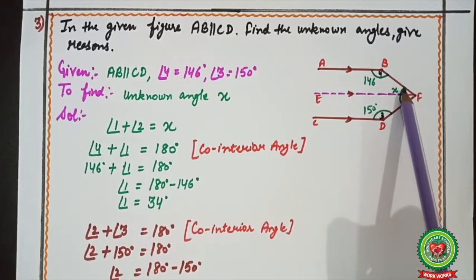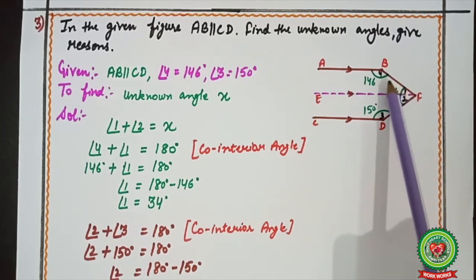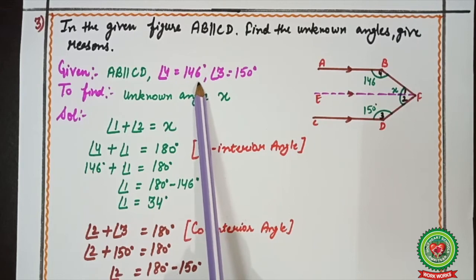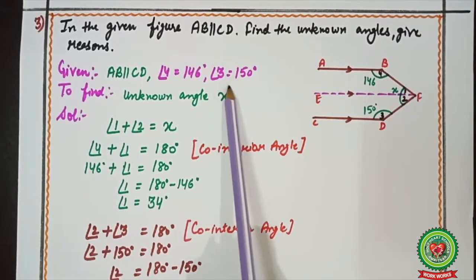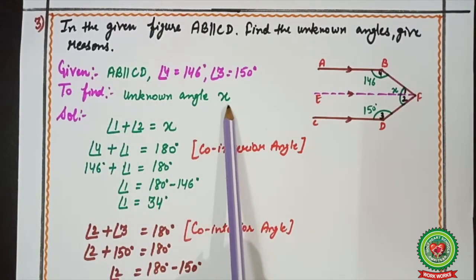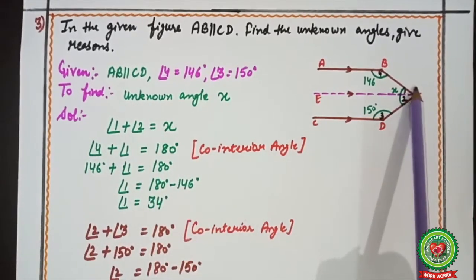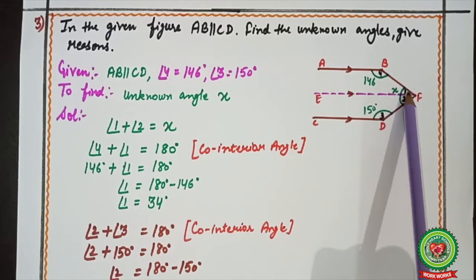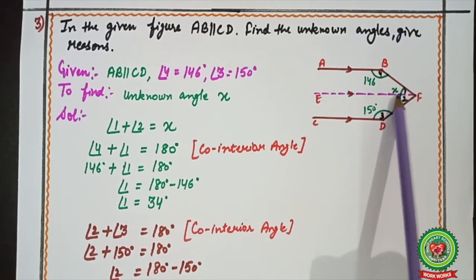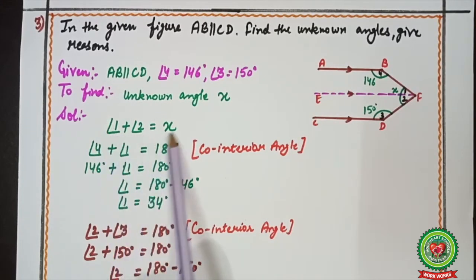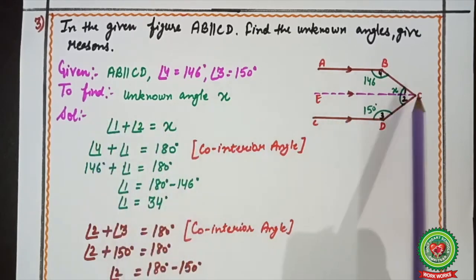Now we will give the numbering: angle 1, angle 2, angle 3 as 150 and angle 4 as 146 degrees. So here I have written angle 4 is equal to 146 degrees, which is already given to us, and also angle 3 is equal to 150 degrees. Now what to find? The unknown angle, that means x. So here you will start the question. First of all, this angle can be divided into two parts, angle 1 and angle 2. That means angle 1 plus angle 2 will be equal to x. So I am writing angle 1 plus angle 2 is equal to x, right?